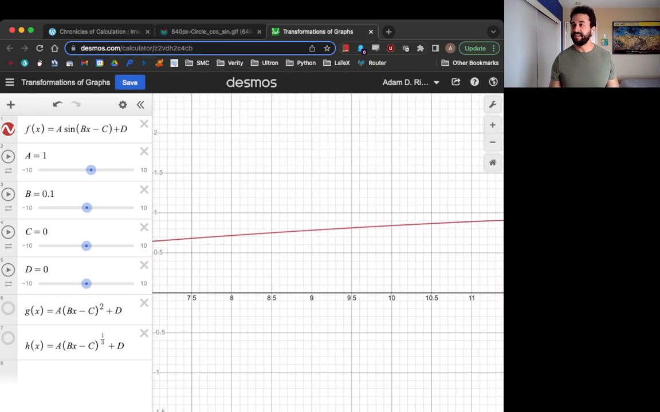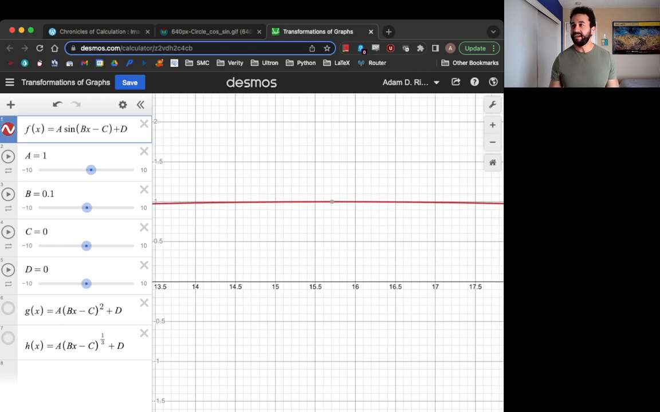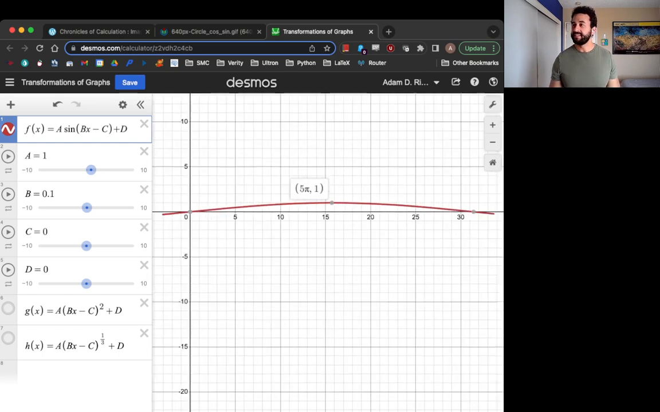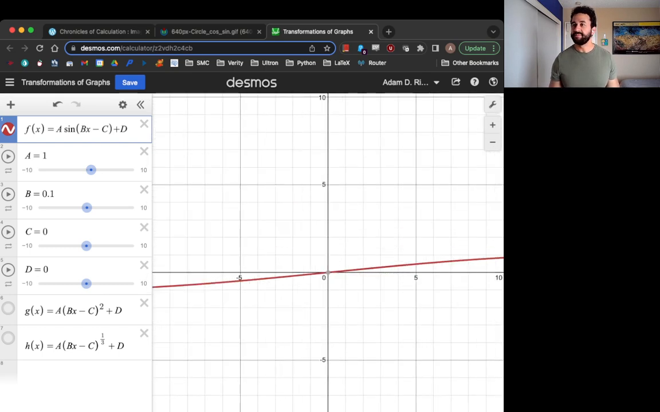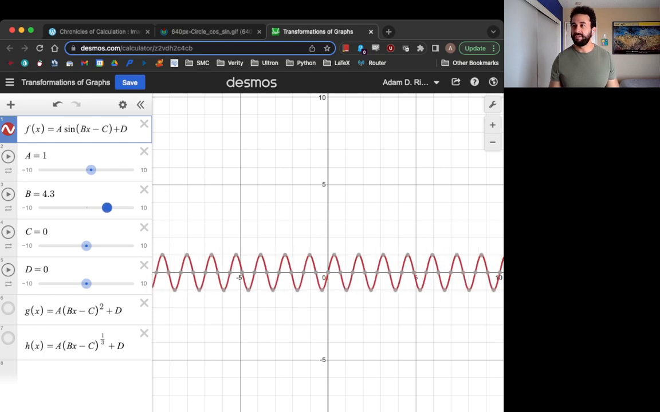So if I zoom in a bit, where is it? Right there, right? So the height is still 1. But now it's reaching that peak at 5 pi instead of pi over 2, right? Because we scaled everything. So there you go. Let me go back to the standard view. So that's what that number b does. Changes the period of the function.